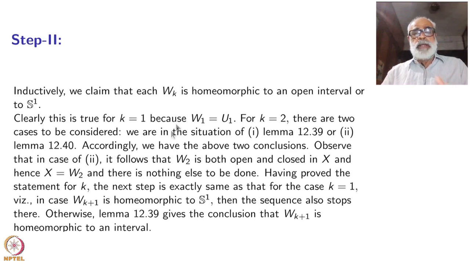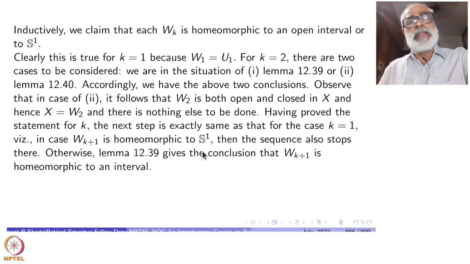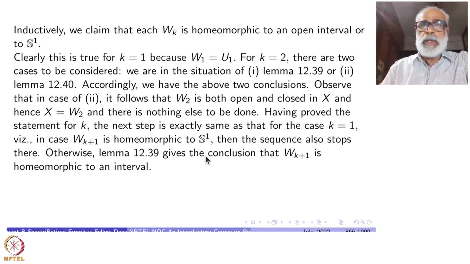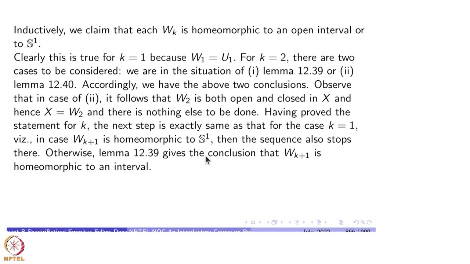So this way, from 1 to 2 we pass. Suppose now we have come up to some Wk. If W_{k+1} is homeomorphic to S1, the sequence stops. Otherwise, it keeps going. Each time you are concluding that all the Wk are homeomorphic to open intervals, and we have got an infinite sequence, one bigger than the other. In that case, why is the entire union homeomorphic to an open interval? This is what we have to show.